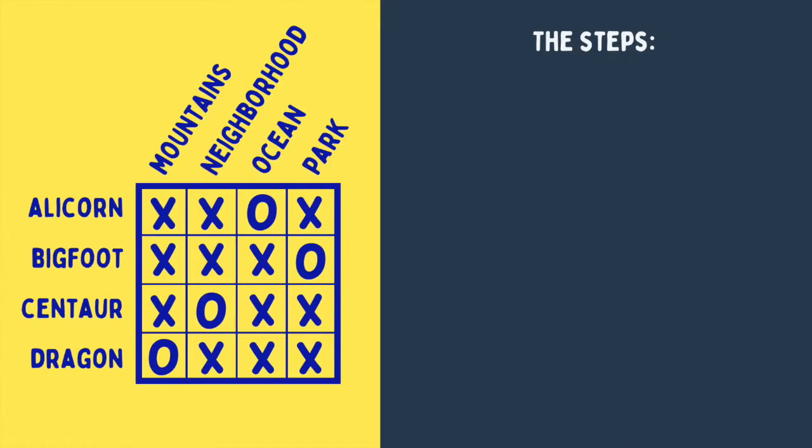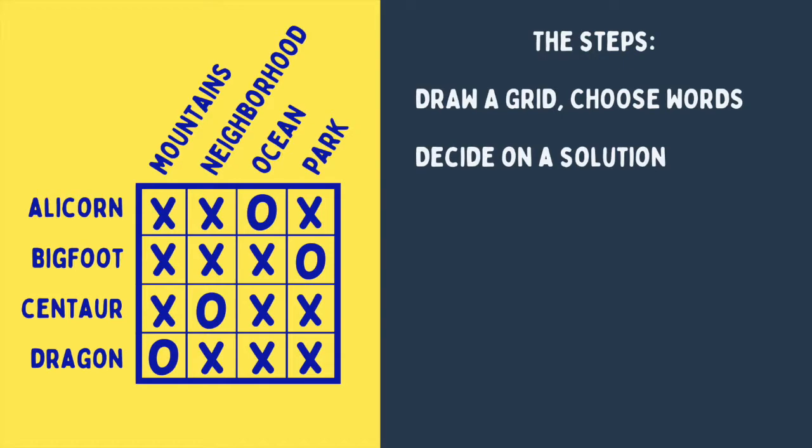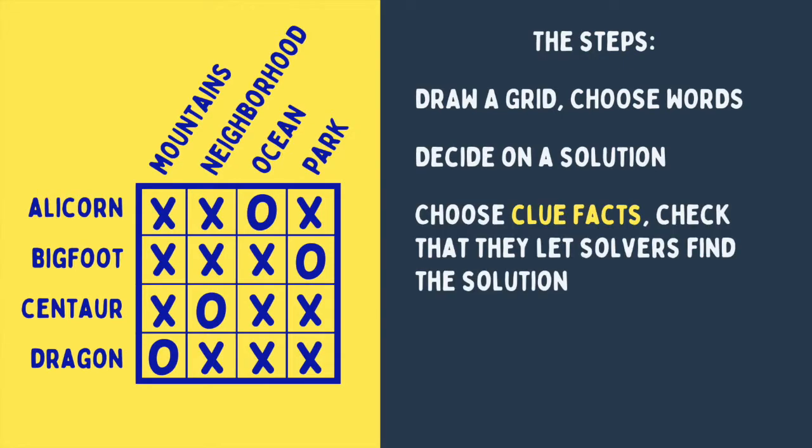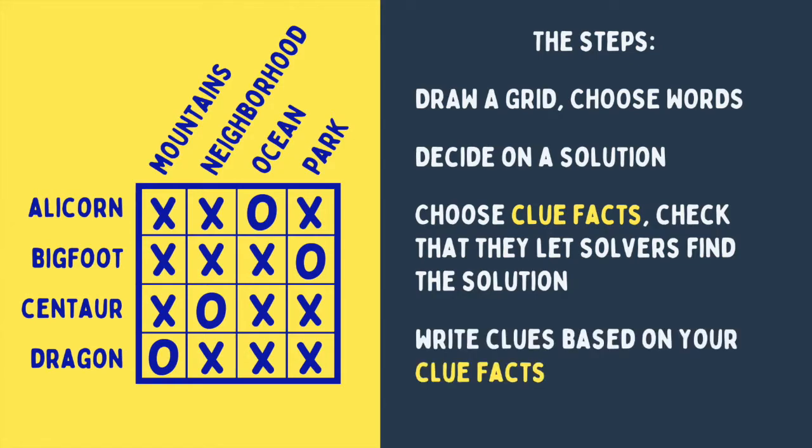To recap, here are the steps. Draw a grid and choose words. Then decide on a solution. Then choose clue facts. What clue facts are is described in the video. Check that the clue facts you've chosen let solvers find the solution. Finally, use the clue facts that you've chosen to write the clues.